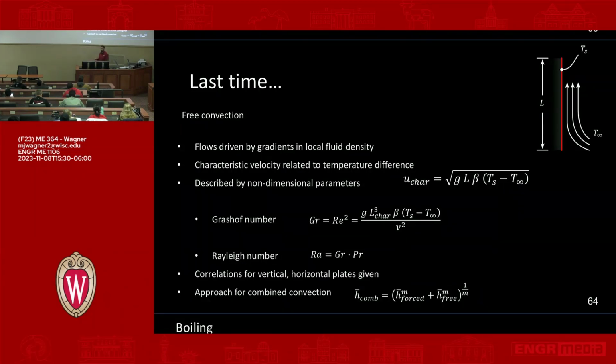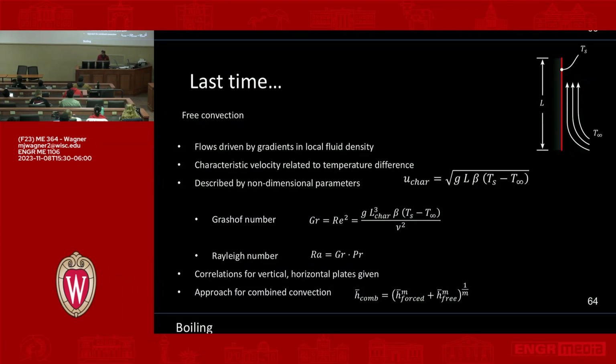Boiling, like what we're going to talk about today, is actually closely related to natural convection. It's just that you have a phase change that's involved, not just a single phase fluid. So, okay, we can go through and we can calculate the characteristic velocity based on this term that involves gravity and the volumetric thermal expansion coefficient, beta. It also involves the temperature difference, Ts minus T infinity. There's a Grashof number that's just Reynolds squared for this problem. The Rayleigh number is Grashof times Prandtl.